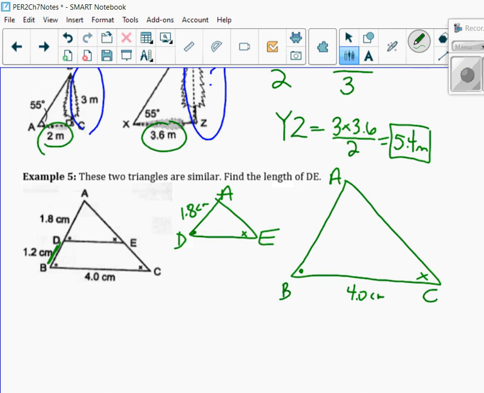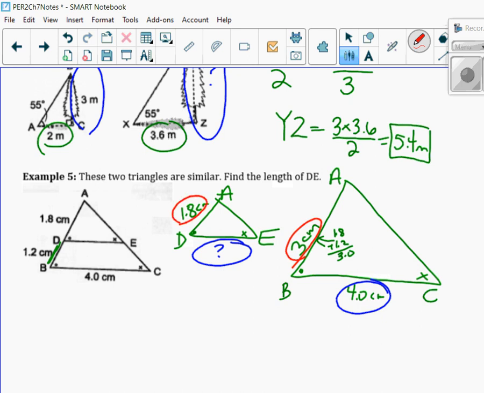Now this length right here from A to B would be 1.8 and 1.2, which is 3 centimeters. And if you didn't hear what I said there, again, I added 1.8 and 1.2 together to get 3.0. Okay, so now I need to figure out DE. So DE is my question mark. That corresponds with the 4.0. And this corresponds with this.